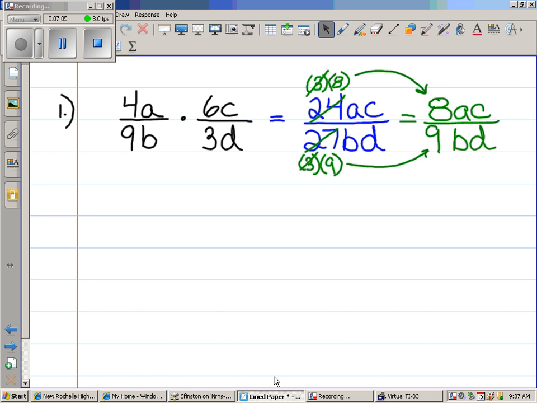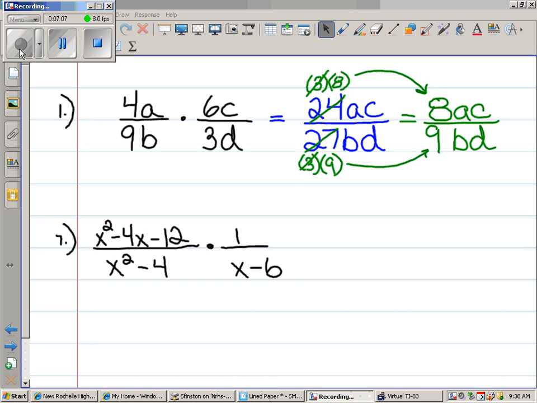You know what I'm saying? So this one, don't multiply the tops times the tops and the bottoms times the bottoms first. You will get a ridiculously long, crazy looking thing.